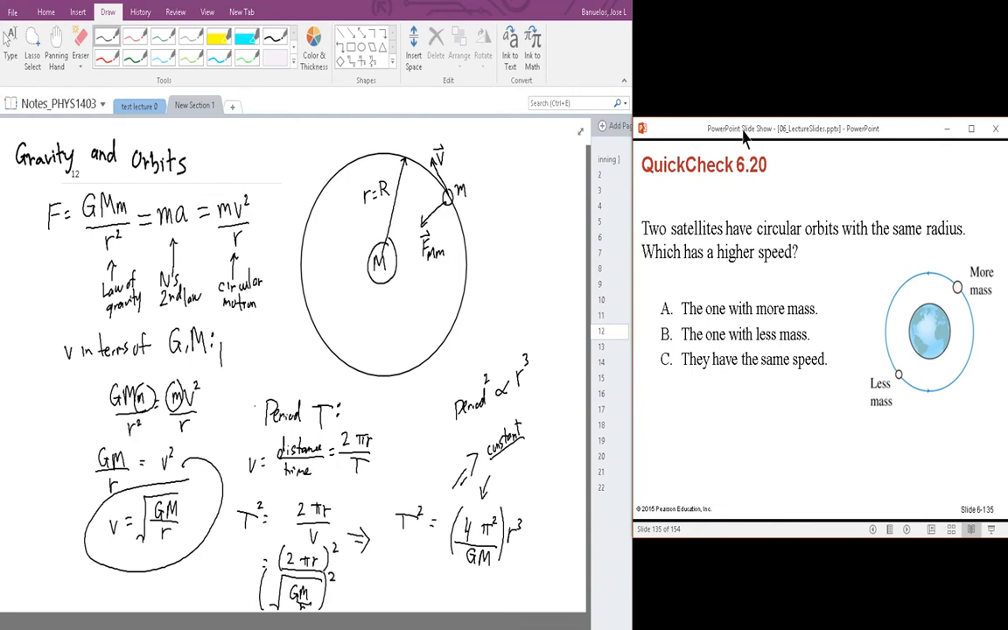Now let's work on this next problem using this concept and this relationship that T squared is proportional to the radius cubed. It says here we have two satellites with circular orbits and the same radius. Which one has a higher speed?